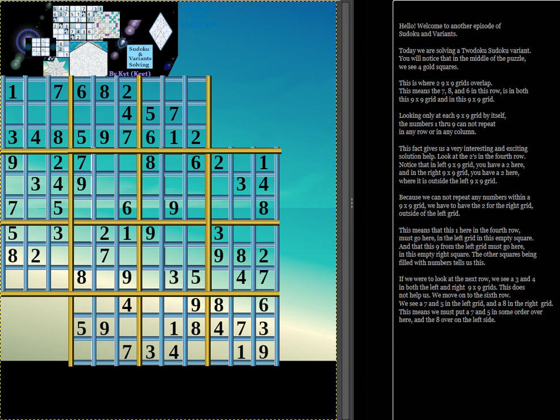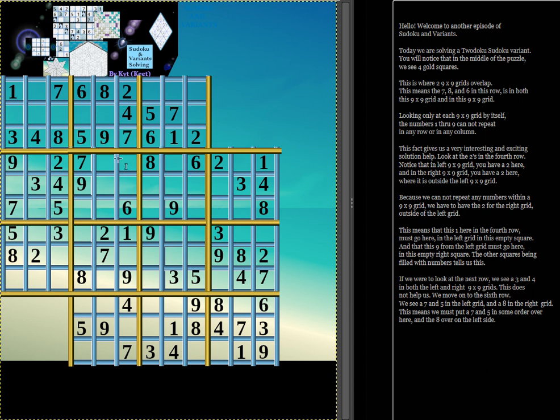Now, what we have here. Today we're solving a Twodoku Sudoku variant. You'll notice that in the middle of the puzzle we see four gold squares. This is where two 9x9 grids overlap. And as usual, I'll always lose my place. I will try to get better at that.